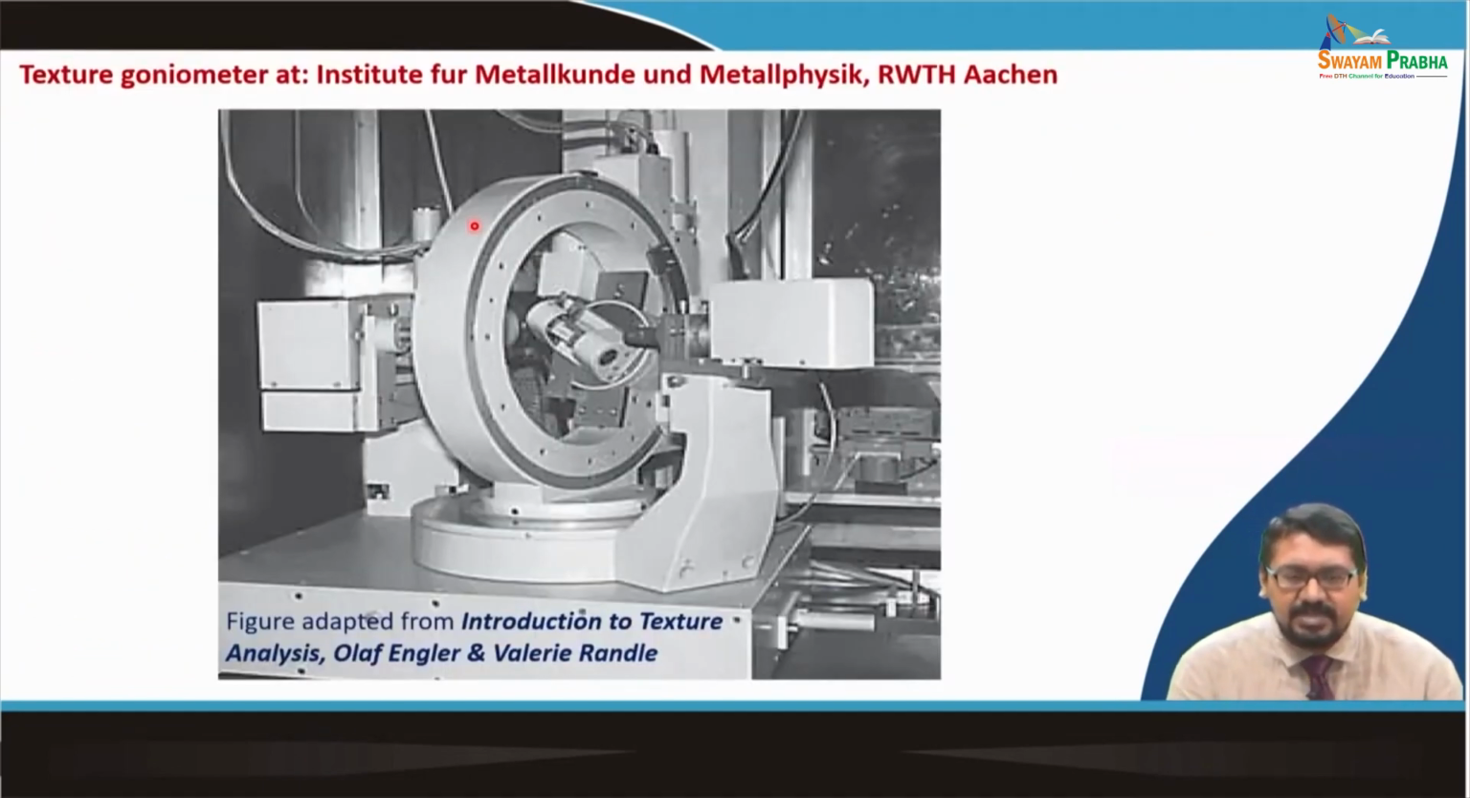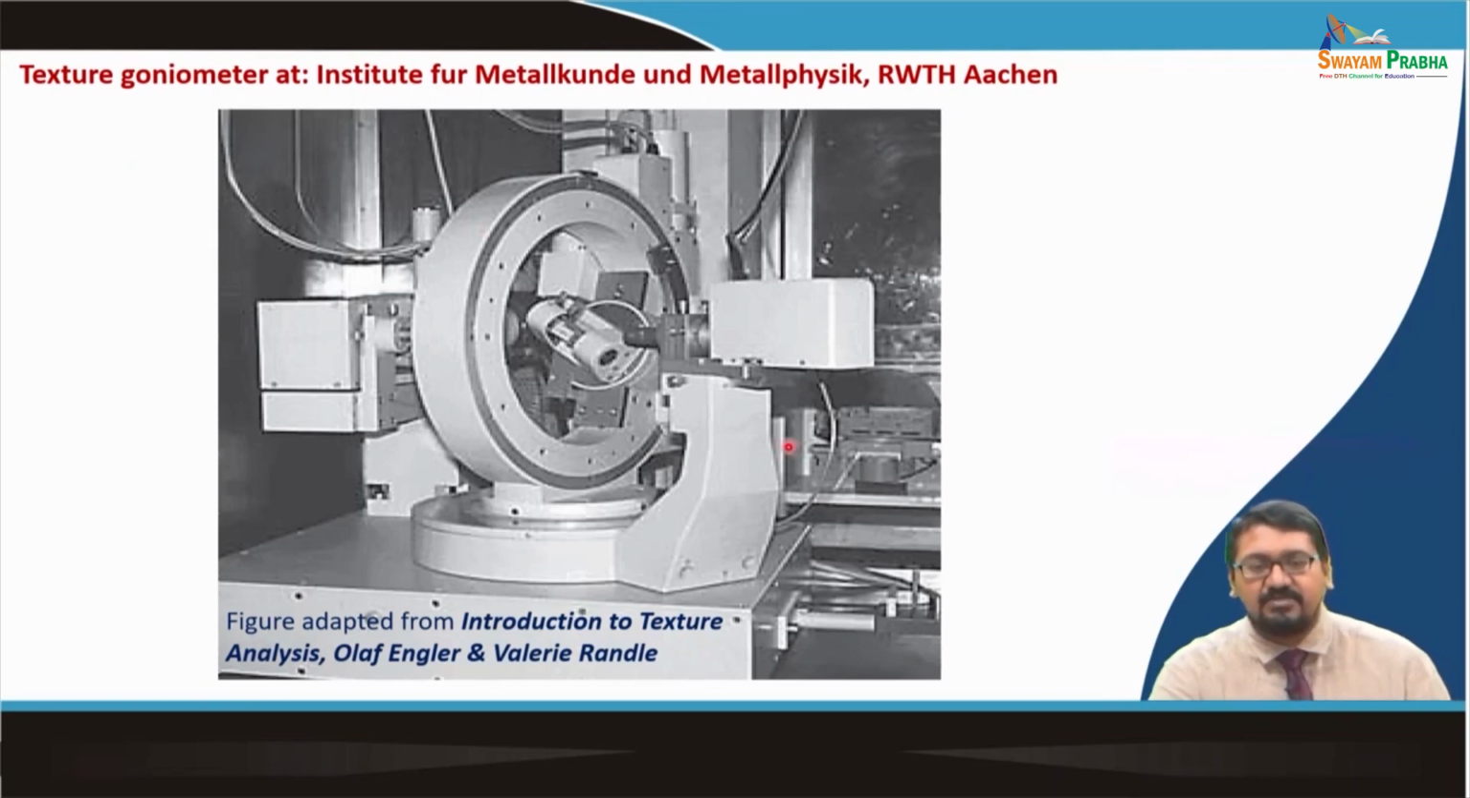So, this figure is a typical texture goniometer from history. You see this is a texture goniometer. This figure is adapted from the book Introduction to Texture Analysis by Olaf Engler and Valerie Randle, and this is the texture goniometer which was present at RWTH Aachen in Germany, at the Institute of Metallurgical and Metal Physics.